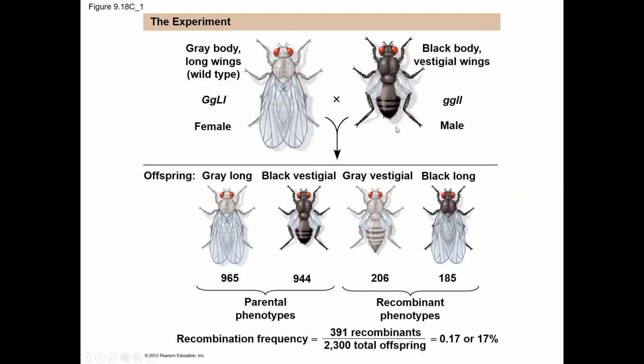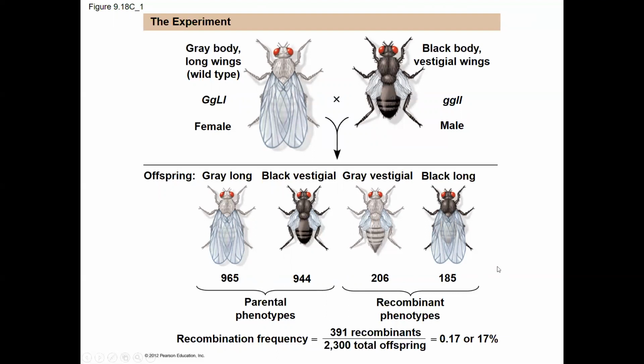And so you can actually do an experiment of this with flies, where you can have a gray body with long wings, a black body with vestigial wings, which means they don't act as wings anymore, or they're not supportive. And you can make these individuals, and you can get these resulting phenotypes from the offspring, where you can get parental phenotypes, those seen in the parents, but then you can get some new ones from recombinant phenotypes.